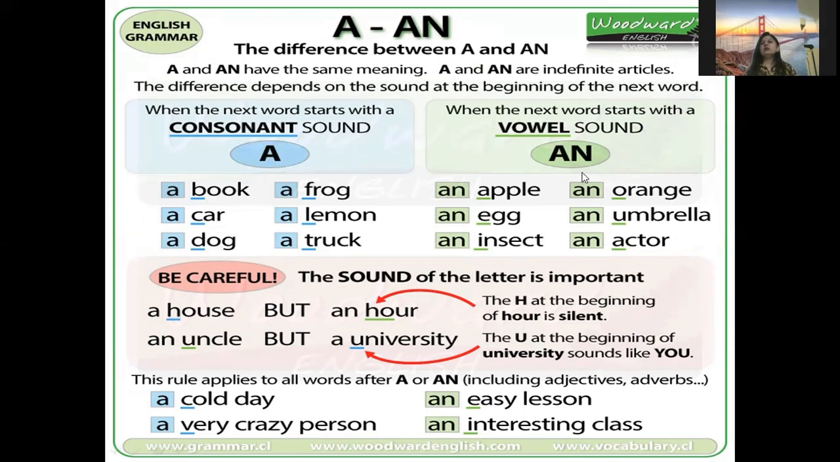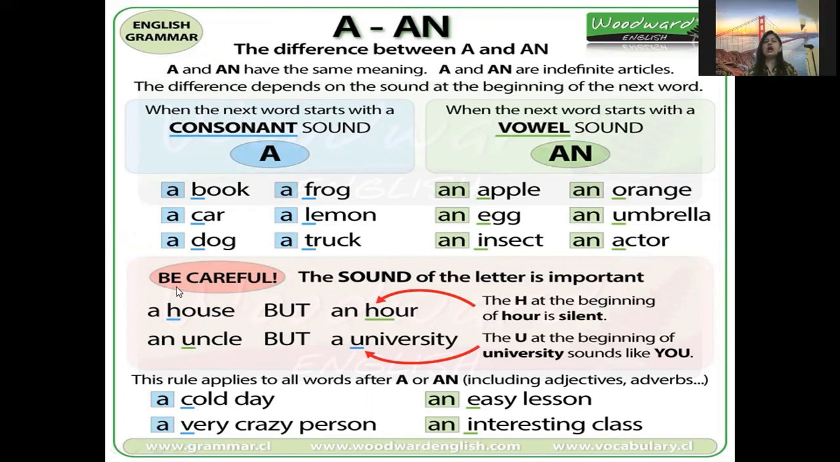Now let us understand the use of an. If the noun starts with a vowel sound, we will use the article an. Now see these words: apple, egg, insect, orange, umbrella, actor. These have vowel sounds. Now what are vowel sounds? Like a, e, o. See this: apple, a; egg, e; insect, i; orange, o; umbrella, u; actor, a. So these are vowel sounds. So we will use the article an before them.